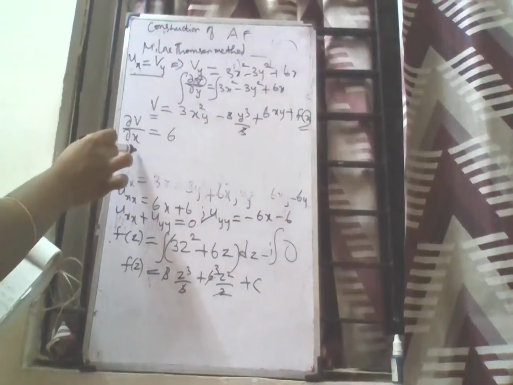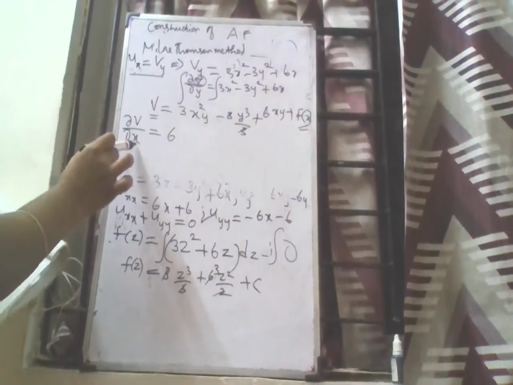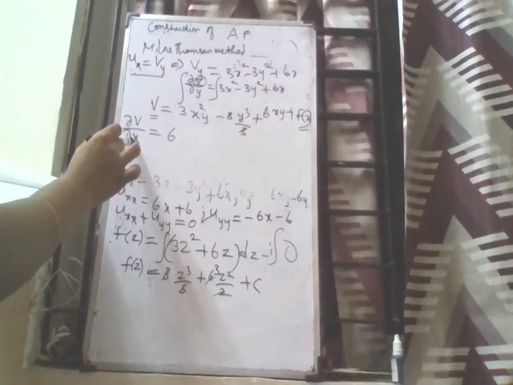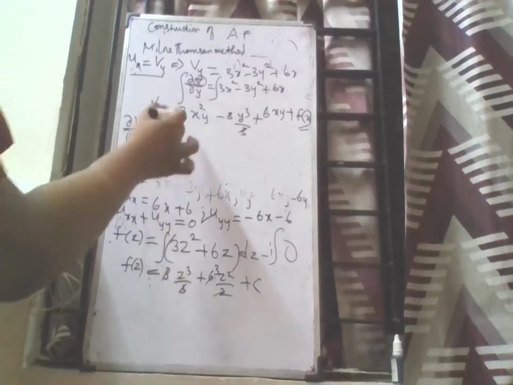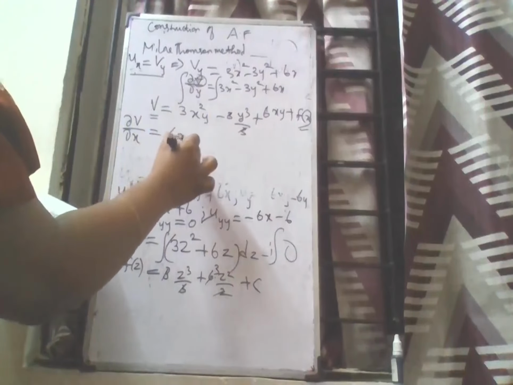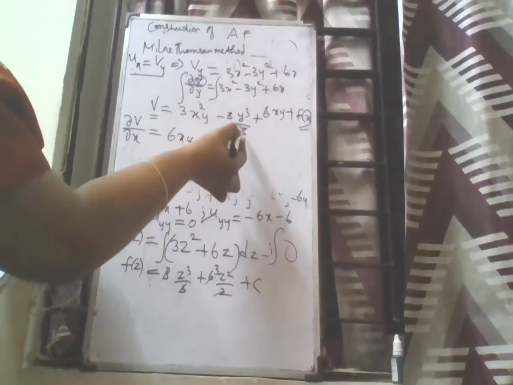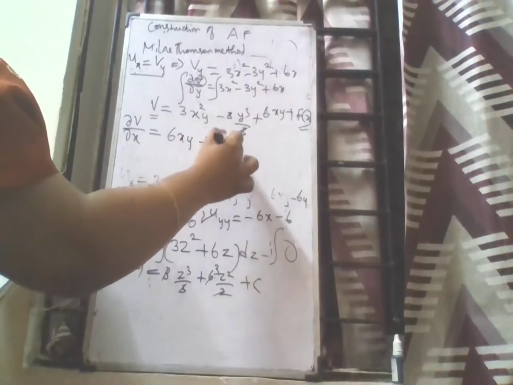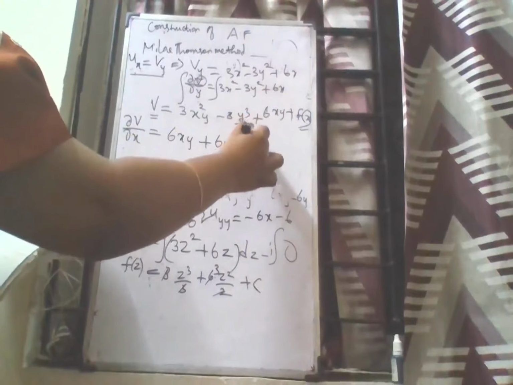Now what I'm doing? Same v, I'm going to differentiate. With respect to what variable? Listen carefully. With respect to x. Fine. So 6xy will become 0 because I'm differentiating with respect to x. This will become 0. What about this one? Plus 6y, plus this one, f dashed of x.